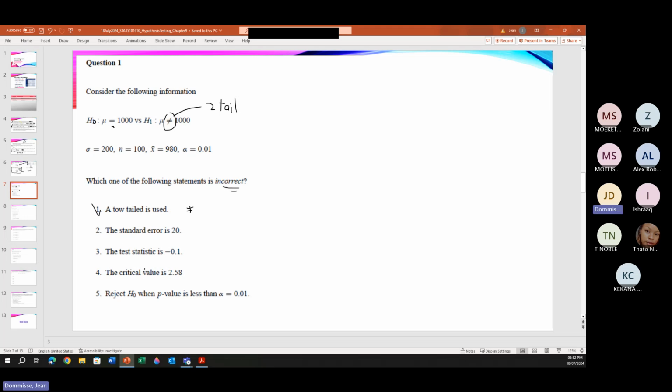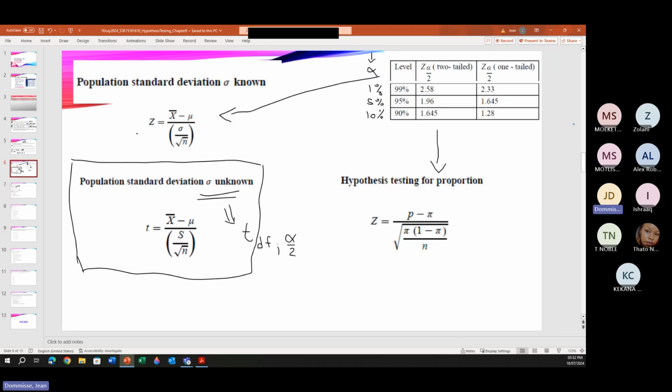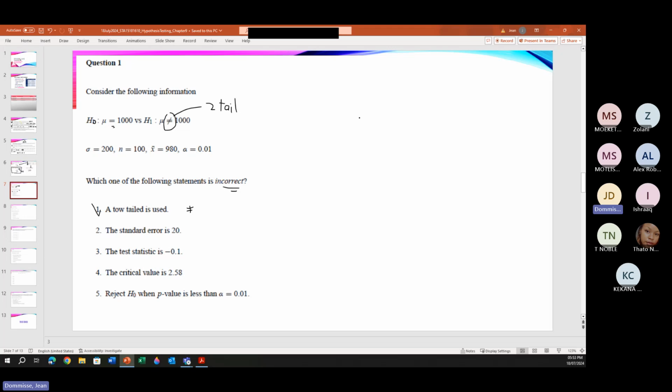Okay, this is interesting. The standard error is 20. So let's look at how we calculate standard error. Again, it is work that we've done in chapter 7. If we look at the formulas, we will use that formula that we've done in chapter 7. Standard error is the bottom part of the formula.